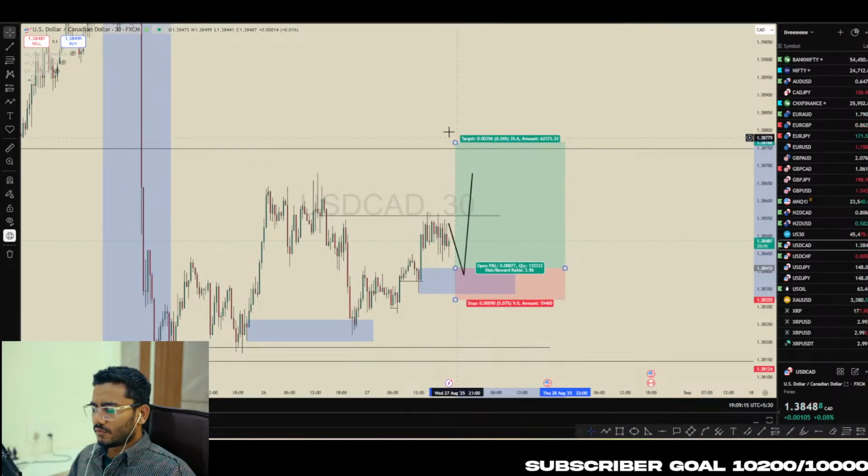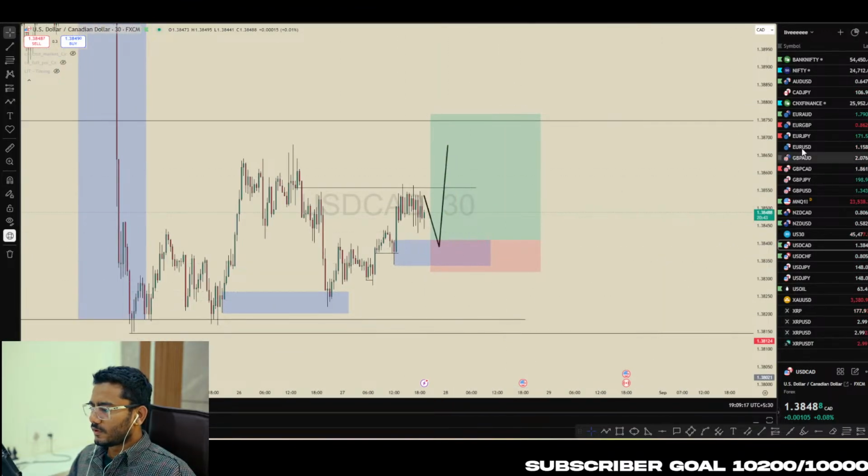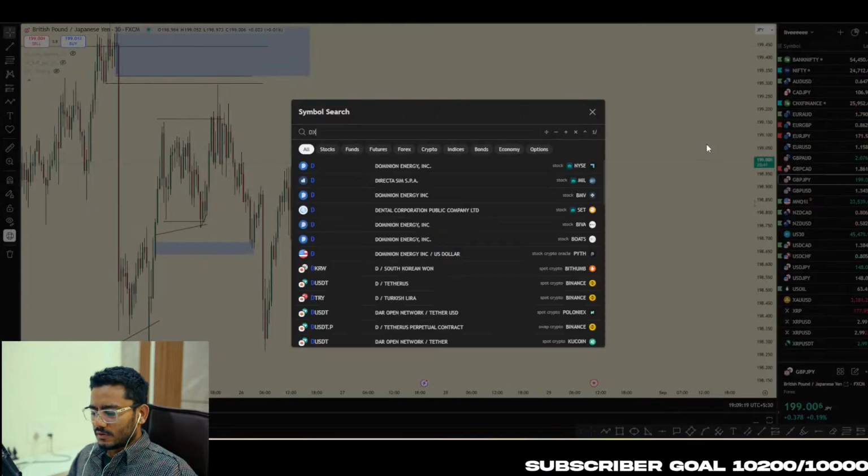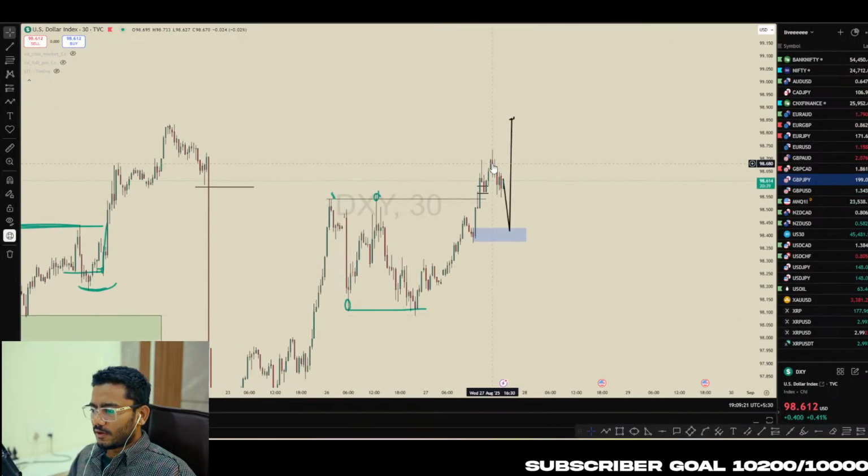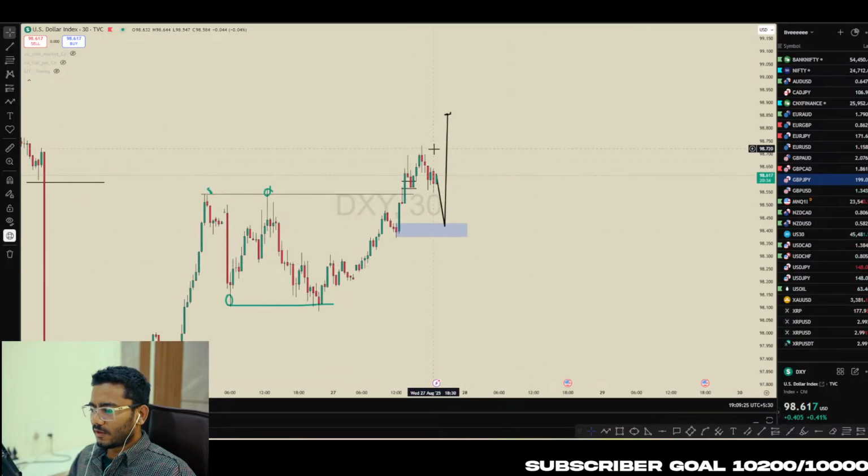I'm going to take a setup over here just by looking at the 30 minutes. For that setup to work, we want DXY to continue here, which will give us a reversal from here. So the same order block we have on USD CAD, it will do the same thing on USD CAD.